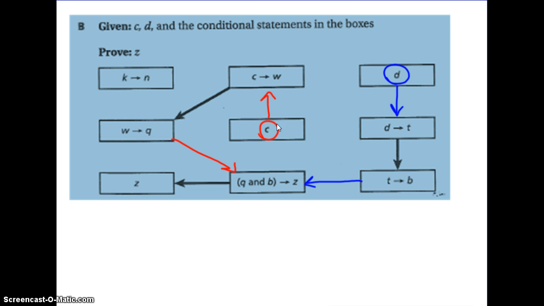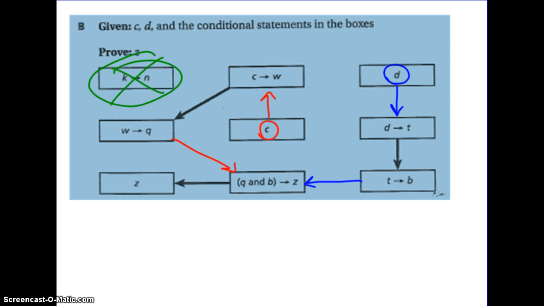Alright, here it says C. C implies W, W implies Q, and Q over here. So now that I have proved the connection between C and Q and D and B, I know that Q and B are true, therefore Z must be true. Notice I did not use this box way over here. K implies N. We didn't need it. Okay, it was there to just kind of throw you for a loop.